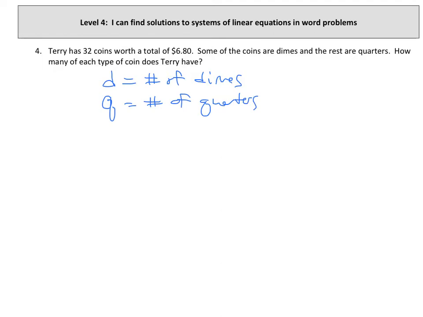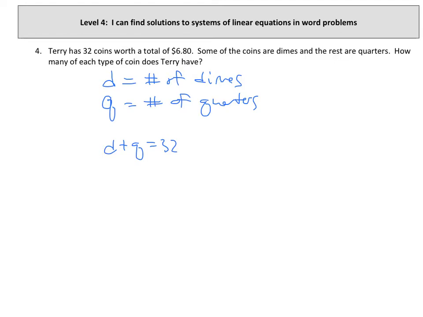And I need to write two equations relating these variables. The first thing I know about them is that there are 32 coins total. So that means D plus Q will equal 32, and that's my first equation.